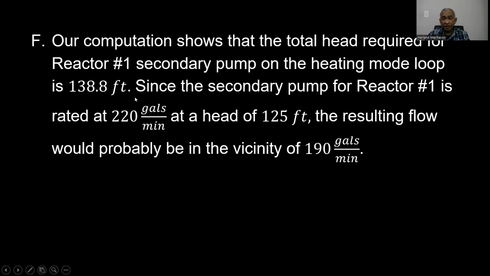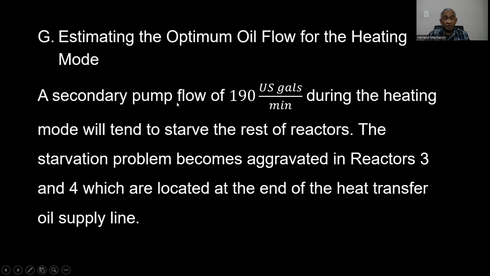The secondary pump for reactor number 1 is rated at 220 gallons per minute at a head of 125 feet, and the resulting flow would be in the vicinity of 190 gallons per minute. So a secondary pump flow of 190 US gallons per minute during the heating mode will tend to starve the rest of the reactors. The starvation problem becomes aggravated in reactors 3 and 4, which are located at the end of the heat transfer oil supply line.